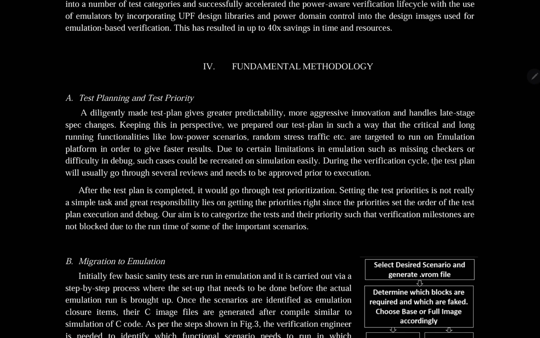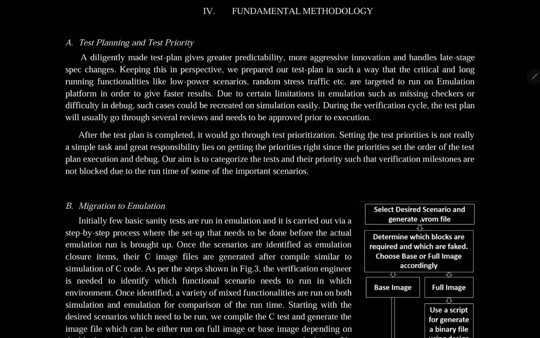During the verification cycle, the test plan will usually go through several reviews and needs to be approved prior to the execution. After the test plan is completed, it will go through the test prioritization. Setting the test priorities is not really a simple task, and great responsibility lies on getting the priorities right, since the priorities set the order of the test plan, execution, and debug.